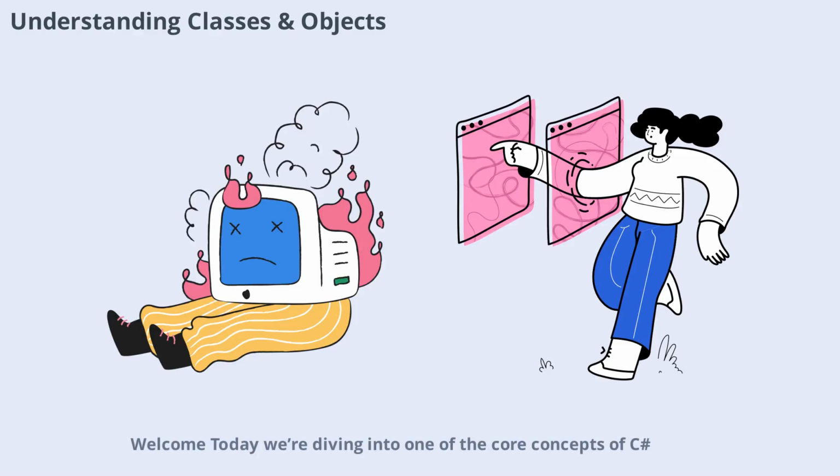Welcome. Today we're diving into one of the core concepts of C#, classes and objects. In C#, everything revolves around these two ideas. Think of a class as a blueprint and objects as the real-world items created from that blueprint.